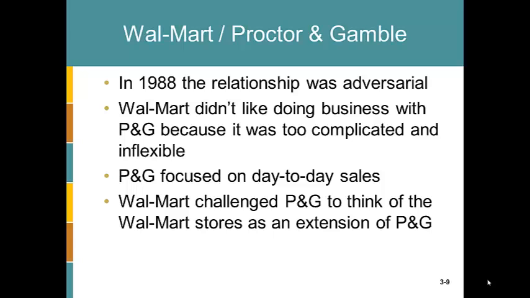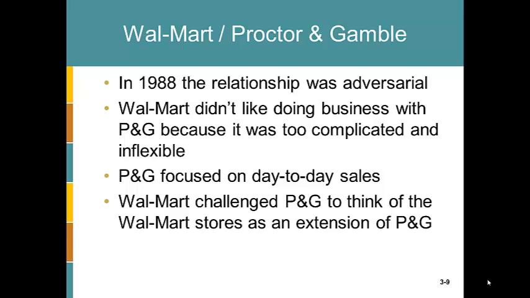Now, Walmart and Procter & Gamble didn't always have such a tight relationship. Back in 1988, before they started this CRM initiative, their relationship was adversarial. Walmart didn't like doing business with Procter & Gamble and complained that they were too complicated and inflexible. Procter & Gamble, on the other hand, had their sales force focused on day sales, which was pressuring their sales employees to go out and make new sales every day with a short-term outlook.